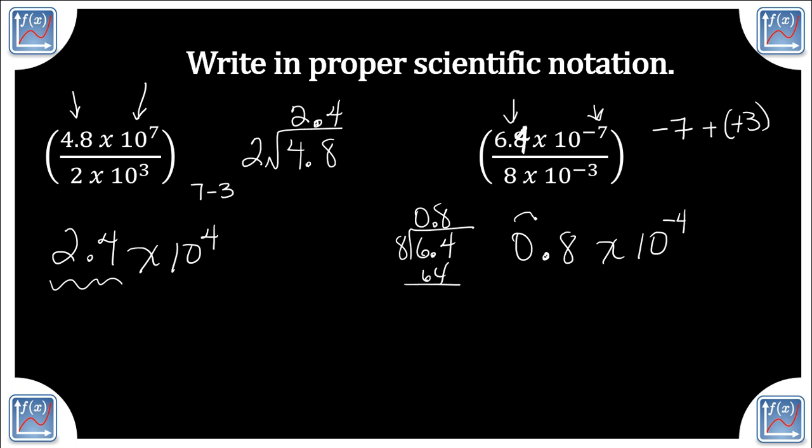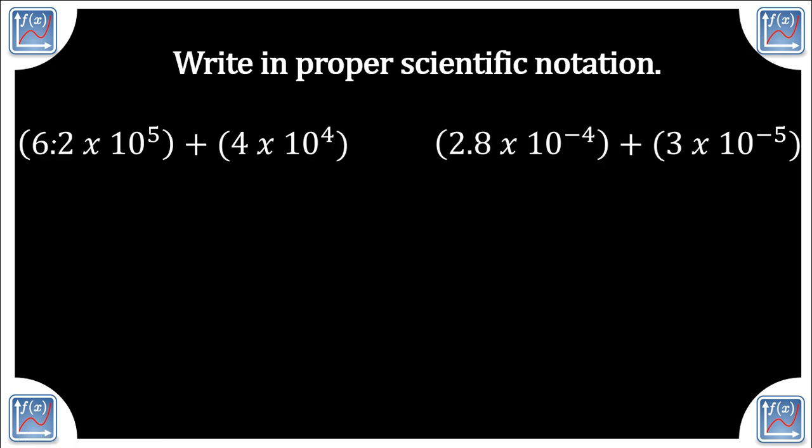Now 0.8 is not between 1 and 10. It's less than 1. So we need to move our decimal to make it an 8. So I increased the coefficient. So we need to decrease our exponent. And we're working with negatives here. So to decrease -4 by 1, we're going to get -5.